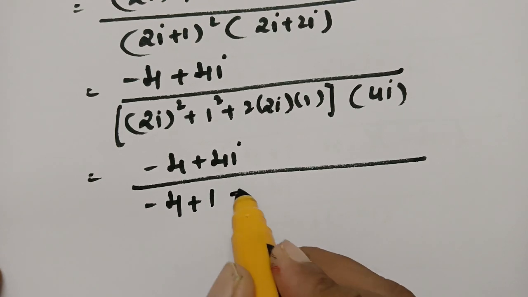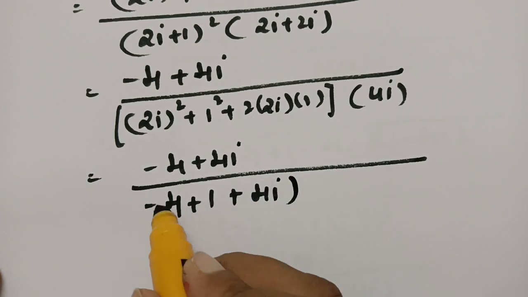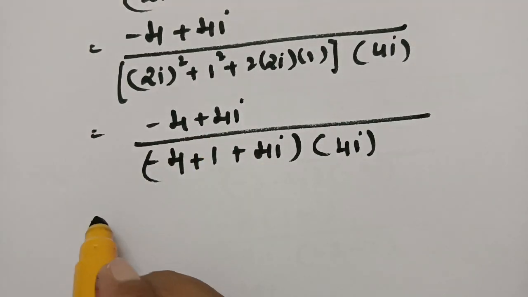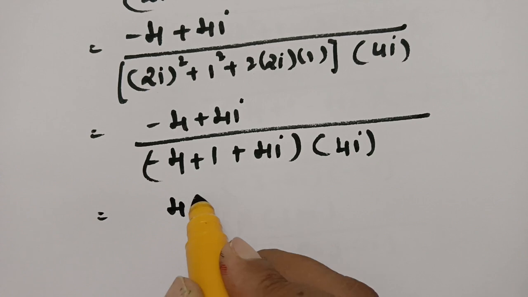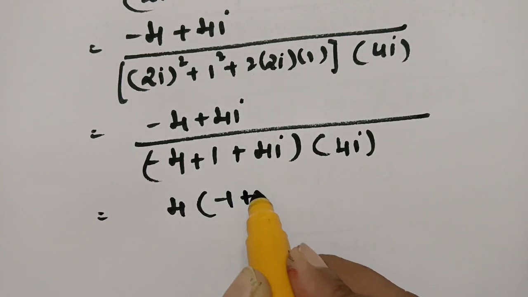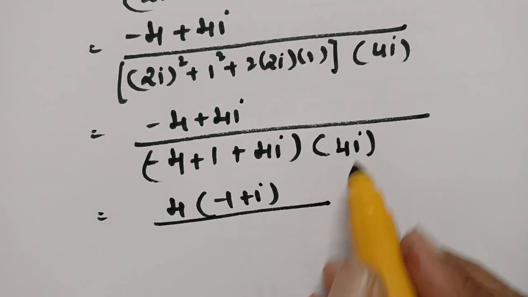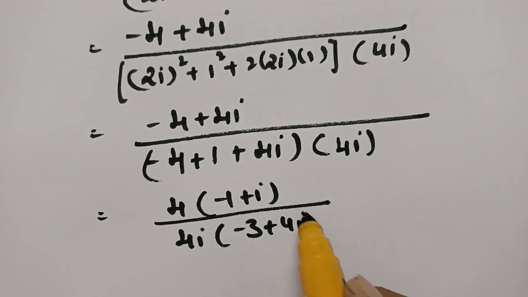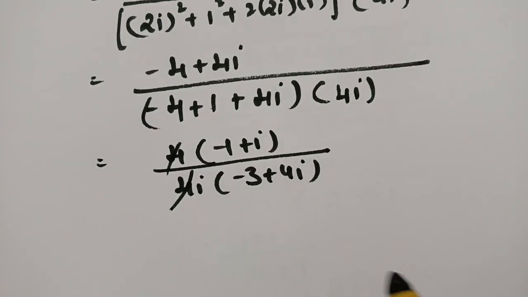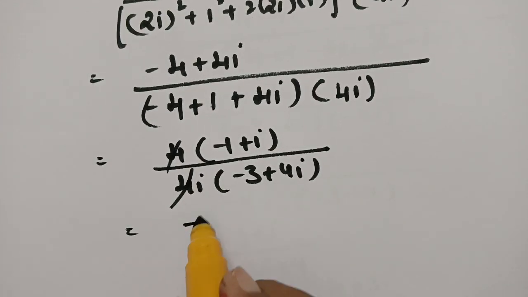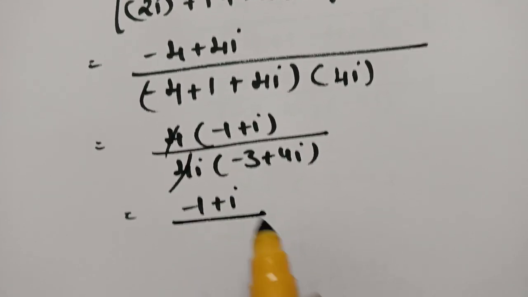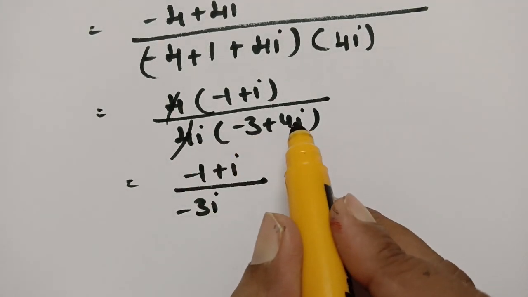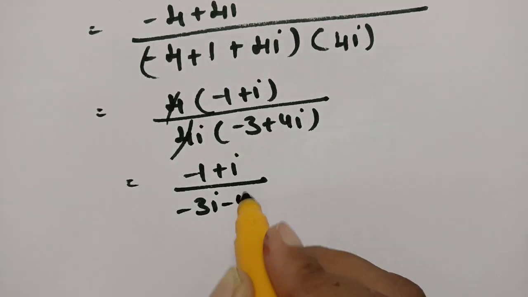This is plus 1. This value is plus 4i, and this value is again 4i. So if I take 4 common here, this will be minus 1 plus i, and this value is 4i here, and this is minus 3 plus 4i. So if I cancel this 4 and send this i inside, this will be minus 1 plus i by minus 3i. If I multiply with i inside, this will be minus 4.